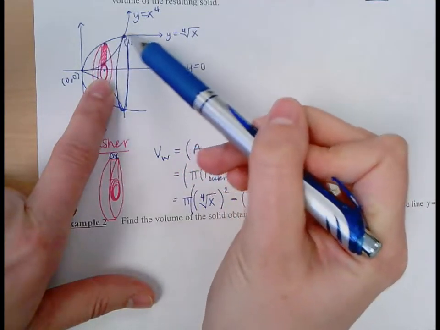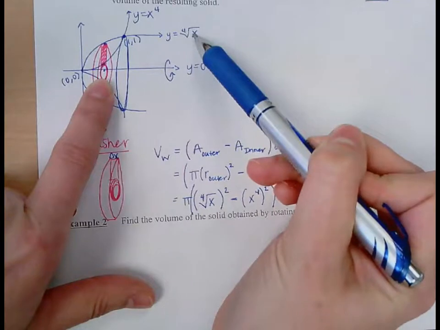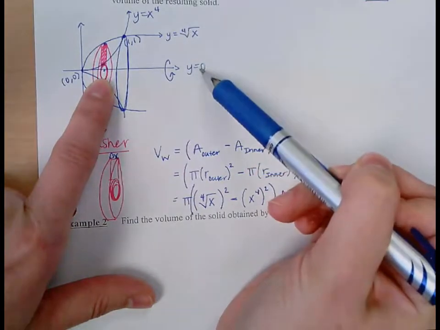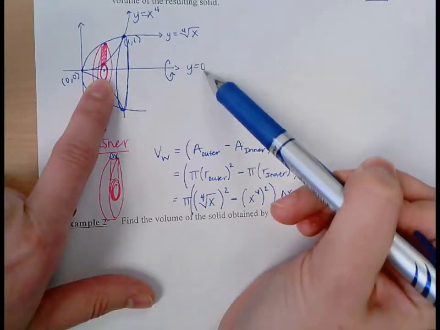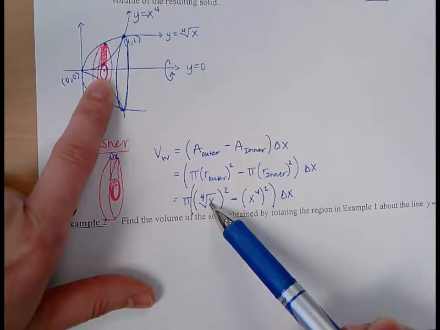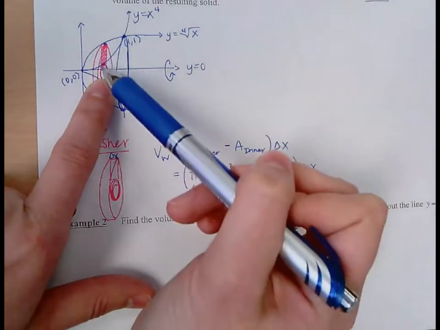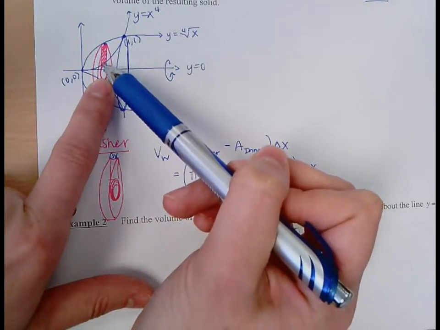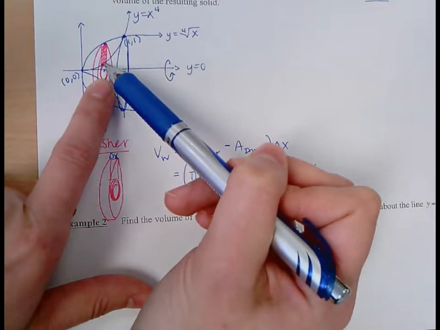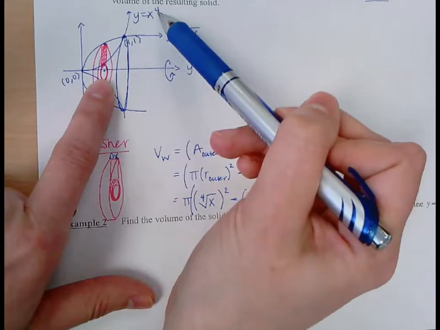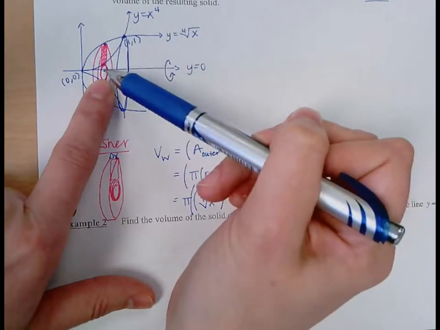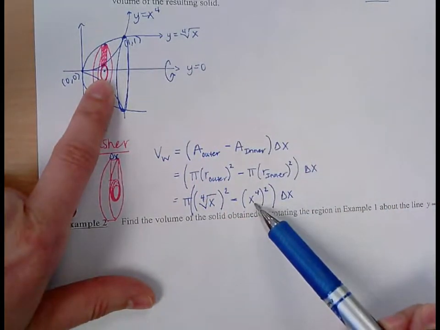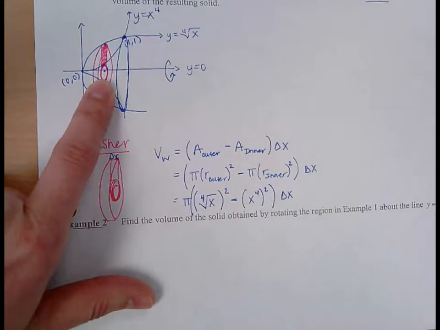And the top curve in this case is the 4th root of x. So it'd be the 4th root of x minus 0, top minus bottom. So that's why the 4th root of x is the outer radius. The inner radius extends from the axis of rotation to the bottom of the rectangle, or the bottom curve, which is x to the 4th. So x to the 4th minus 0 gives us just x to the 4th for that inner radius squared.